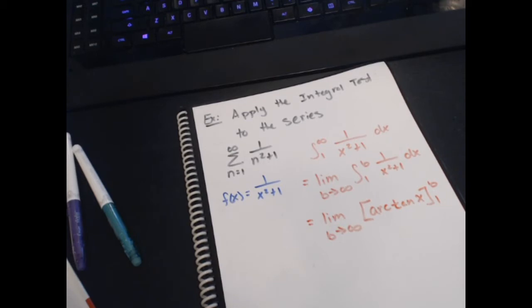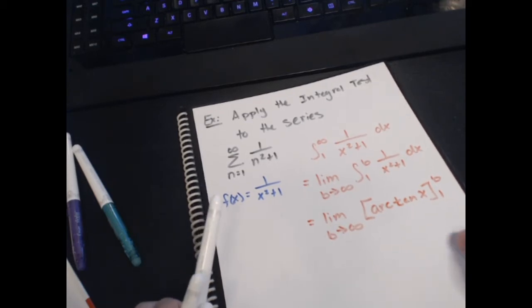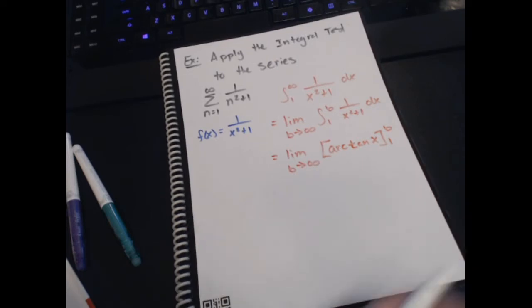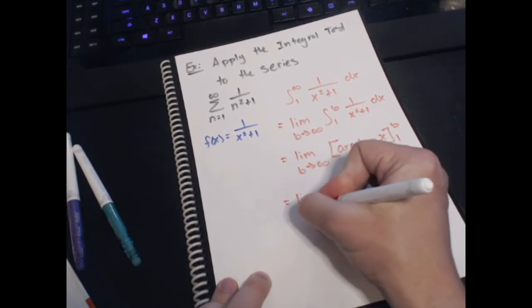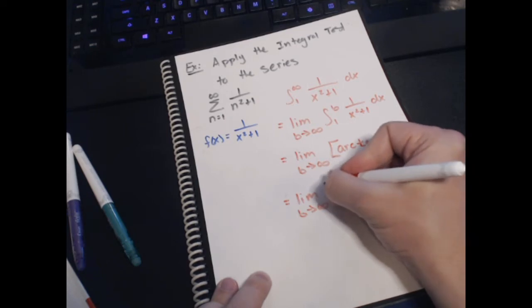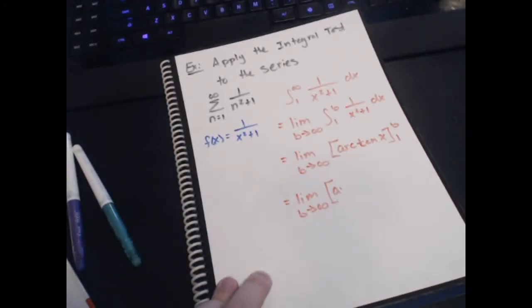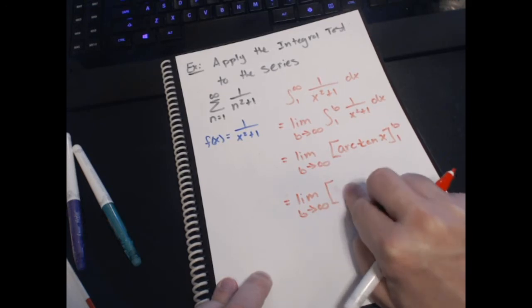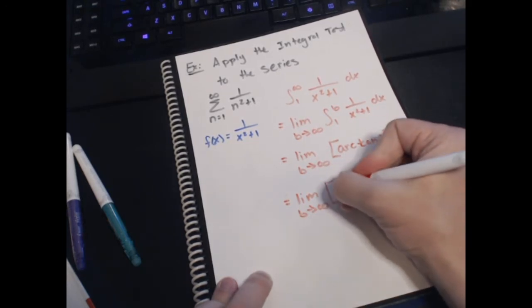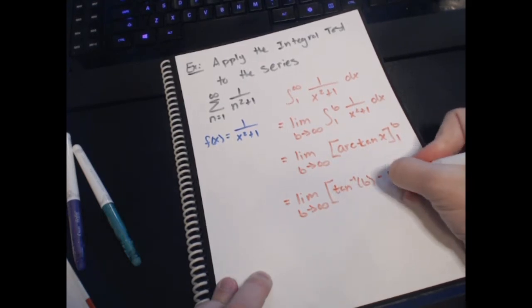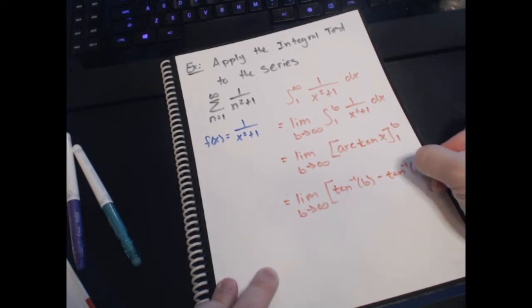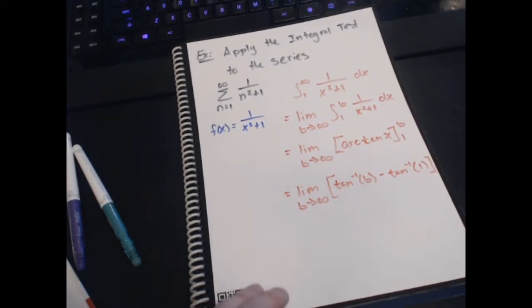Remember, arctan and tan inverse are the same. So you just split that up, and you say the limit as b approaches infinity. I'm going to get tan inverse of b minus tan inverse of 1. I just did that so I could save myself space. And just as a reminder, these two are the same thing.